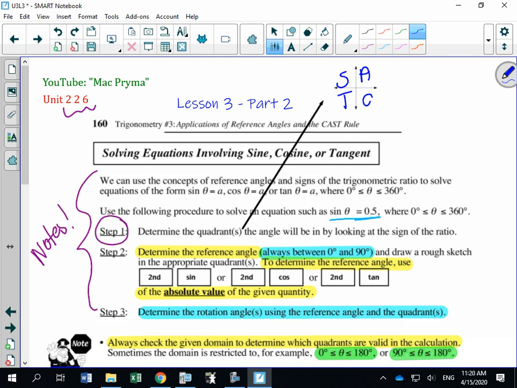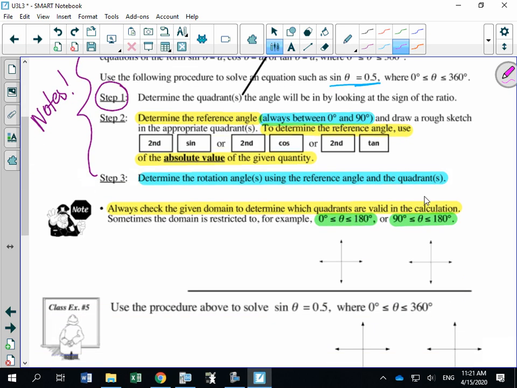you'd put a check mark in the two quadrants where sine is positive, right? And those two quadrants where sine is positive is here or here. And then from there, we would determine, are they going to further restrict my answer to tell me you're in quadrant 1 or you're in quadrant 2, or we could potentially have two answers. So again, these steps I will go through as we're going through the class examples.